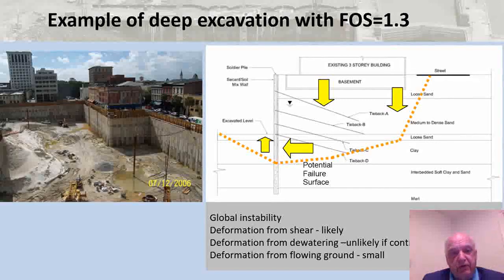This is a deep excavation about 40 feet deep in the middle of an urban area with tiebacks. So it's a rather typical secant pile wall with tiebacks. And in looking at its design, our concerns would be global instability. The existing structures are historic, so what kind of deformations are we likely to get from the unloading, from shear created by this unloading, deformations from dewatering, and then the potential of flowing ground with that loose sand layer in there, which might contribute to some additional deformations.